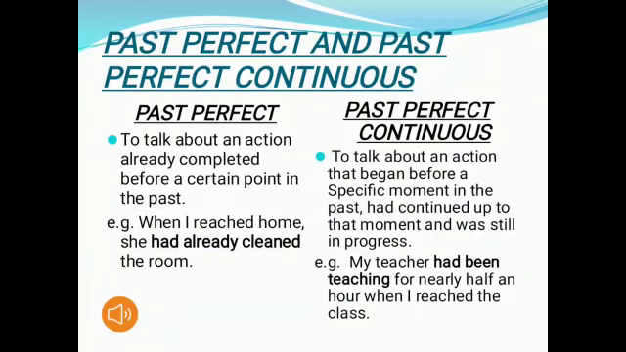Now look at past perfect continuous tense. It is used to talk about an action that began before a specific moment in the past, had continued up to that moment, and was still in progress. For example, my teacher had been teaching for nearly half an hour when I reached the class. Means the action was started in the past and still was continued in the past. Means still it was in progress. So it is a combination of perfect and continuous tenses.